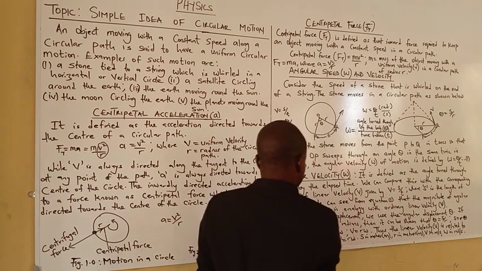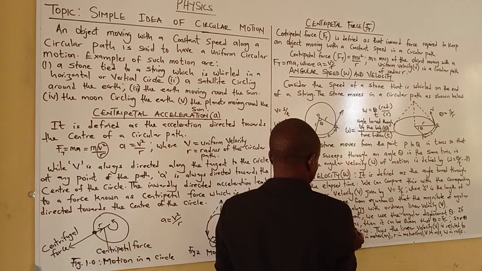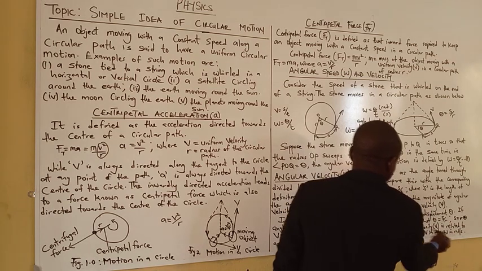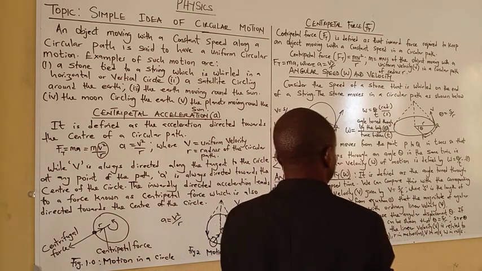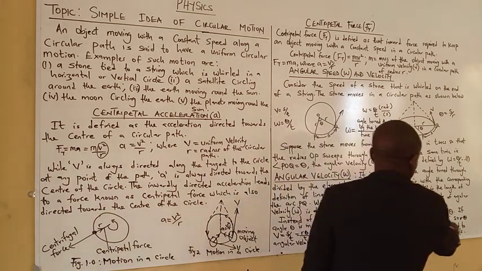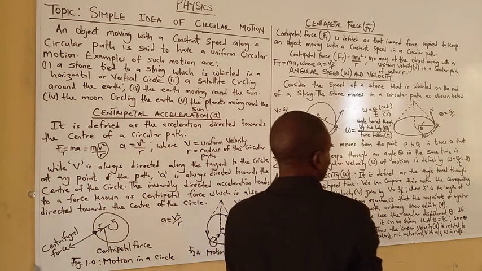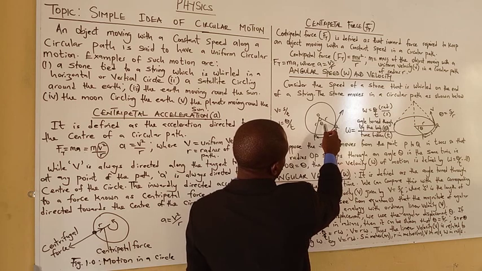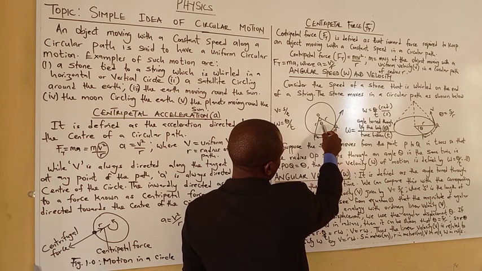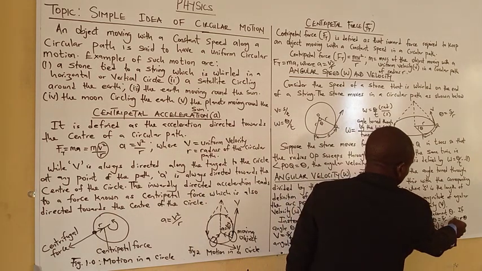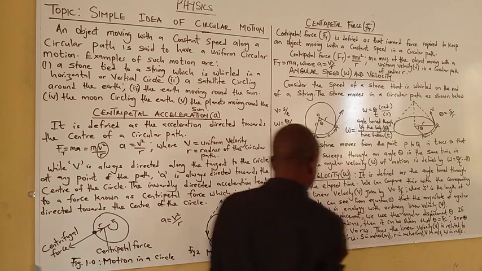If angle theta is measured in radians, good, then it can be shown that theta is s over r. You cross multiply, you have s equals r theta. Is that okay? Since you know that our theta, the angle turned through by the body, is s over this r. That's why you have theta equals s over r. You cross multiply, you have s equals r theta.